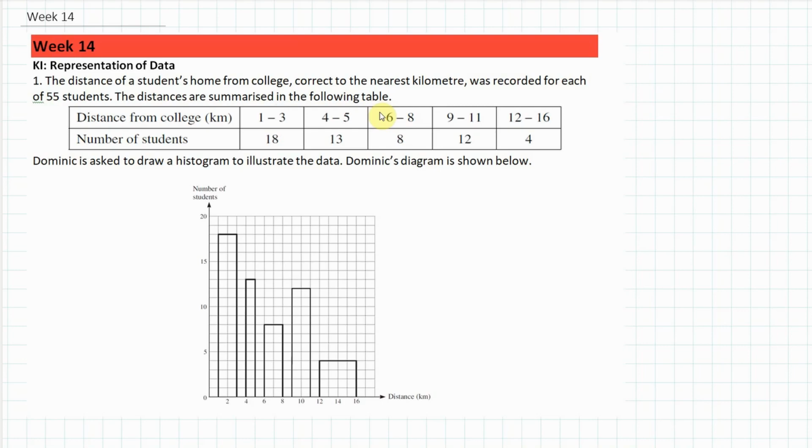You notice we've got distances of 1 to 3, then 4 to 5, 6 to 8, 9 to 11, 12 to 16. So hopefully you notice as you're looking at this that the class widths are different. They're not all the same. Then we've got the frequency, or number of students, below that. Dominic is asked to draw a histogram, and here's his supposed histogram.